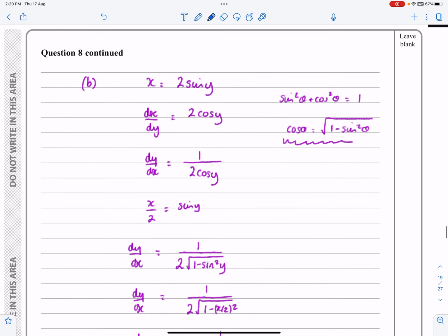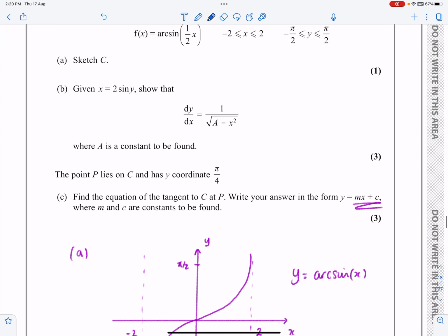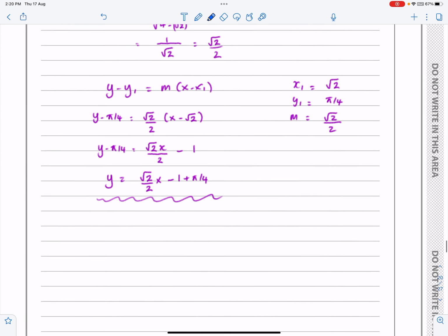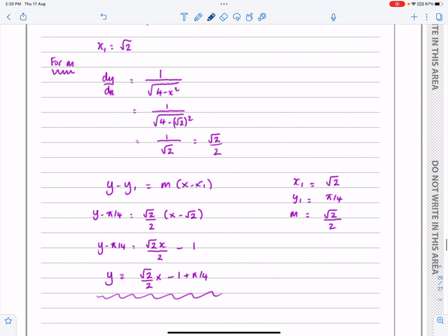So do they ask me to actually state what they are? Yeah, m and c are constants to be found, so I've got that in the right format there. I don't need to do any extra work with that. Okay, complicated question, long, involved, but hopefully that all makes sense to you.